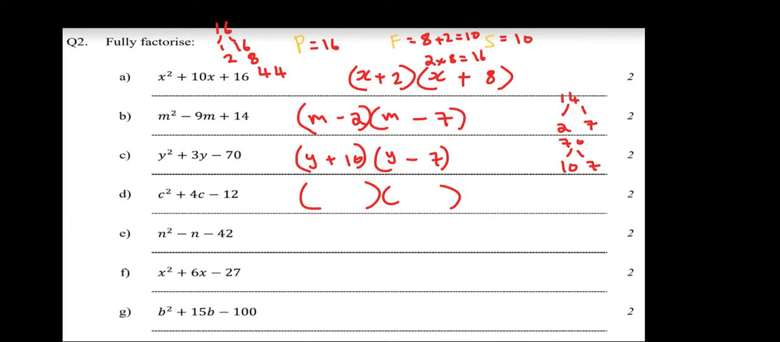Okay, so factors of 12, which sum to give 4. The subtraction is just the case of adding a negative number. So that was going to be 2 and 6. Got C, positive, negative.